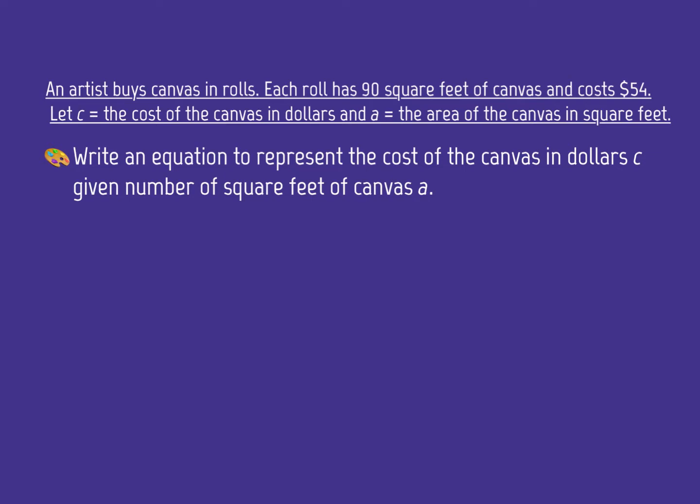The next one. An artist buys canvas in rolls. Canvas is the stuff that artists paint on. Each roll has 90 square feet of canvas and costs $54. Let C equal the cost of the canvas in dollars and A equal the area of the canvas in square feet. Write an equation to represent the cost of the canvas in dollars, C, given the number of square feet of canvas, A. Okay, well, I know my first step.